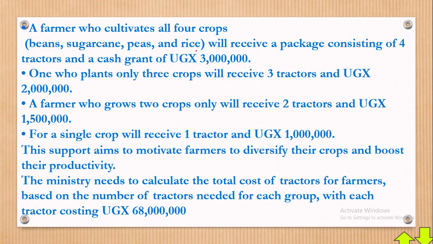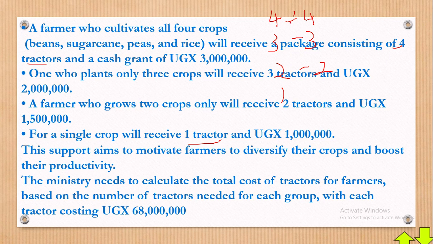Now, in terms of tractors, for those who grew 4 crops, 3 crops, 2 crops, and 1: you realize that those who grow 4 crops will receive 4 tractors. Those who grow only 3 crops will have 3 tractors. A farmer who grows 2 crops will receive 2 tractors, and a single crop will receive 1 tractor.